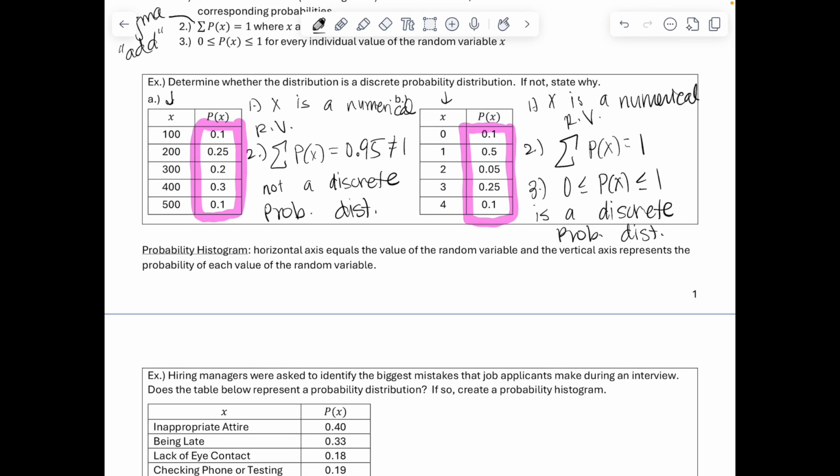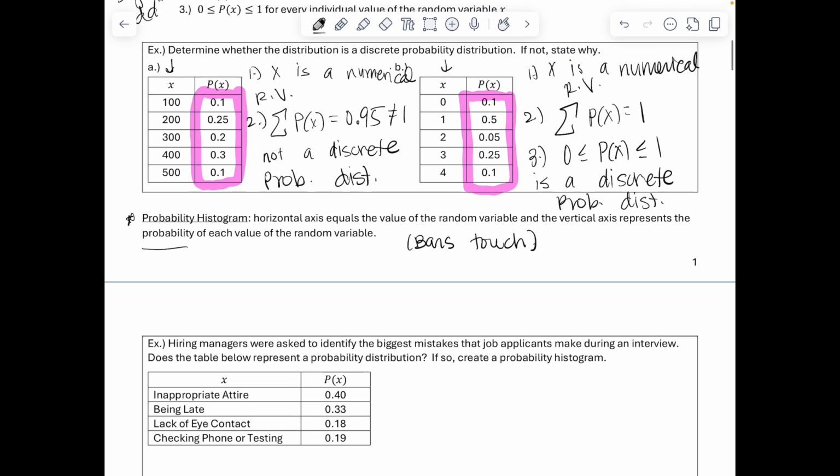Right below this is a probability histogram. And in a probability histogram, the horizontal axis is equal to the value of the random variable, and the vertical axis represents the probability of each of the possible random variable values. And so remember that for histograms, you do have bars touching. So the bars do need to touch on a histogram.